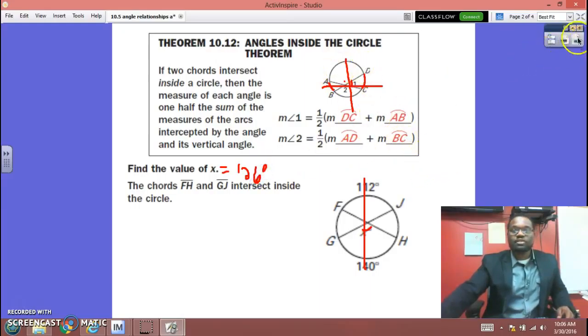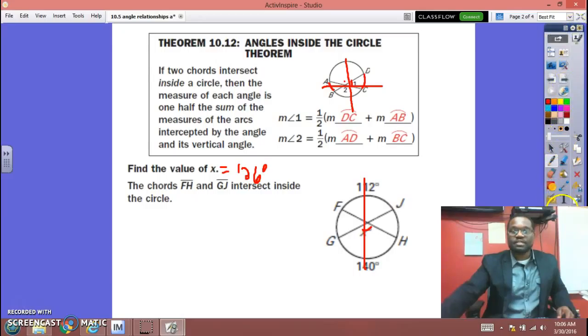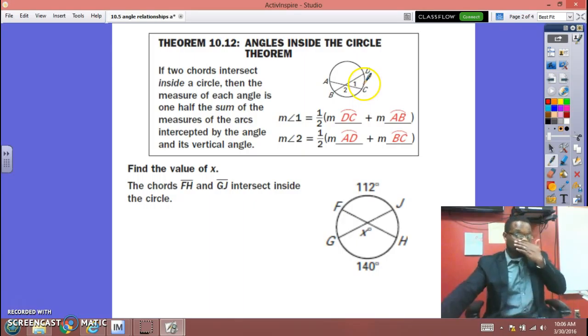So if you have questions on that, let me know. It's basically saying to add the arcs that are in line and divide by 2 or multiply by 1/2.